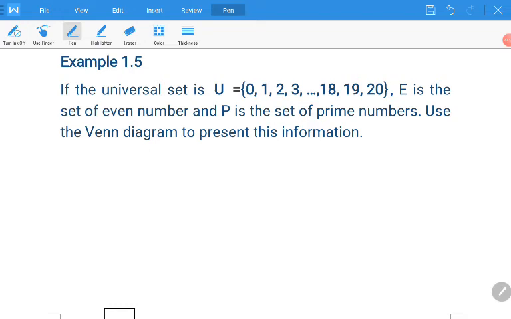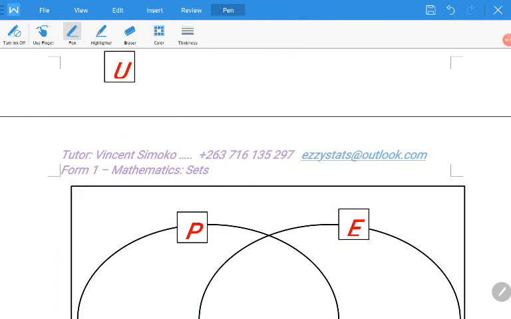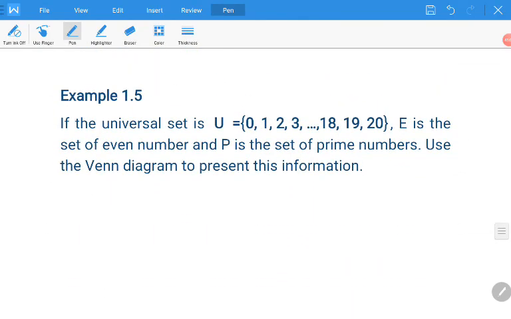Let's consider example number 5. If the universal set is numbers from 0 to 20, and E is the set of even numbers, and P is the set of prime numbers, use a Venn diagram to present this information.